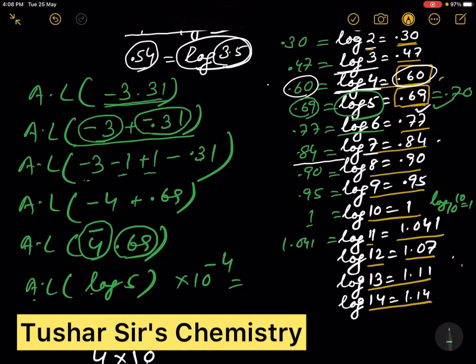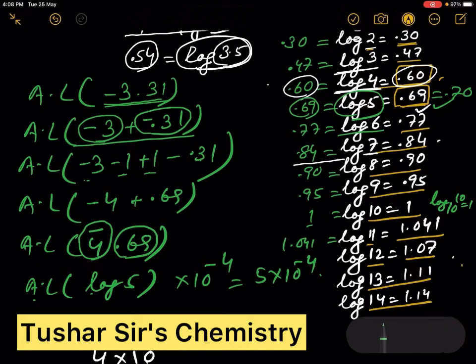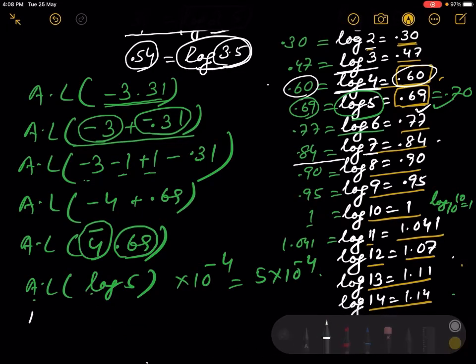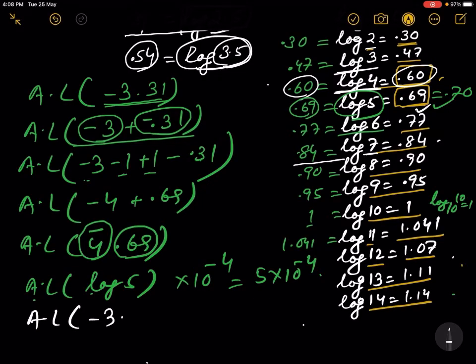Let us do another one. Let us calculate anti-log of another number, minus 3.70. You remember this minus 3 is written as 10 to the power minus 4. If it is minus 4 over here, it would be written as 10 to the power minus 5. As it is minus 3, then it is minus 4.